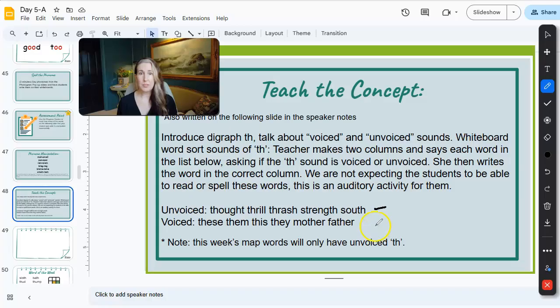The second option is the voiced, which is these, them, they, mother, father, and you want the kids to say the words. It's not just listening. We want them to experience the difference between voiced and unvoiced.